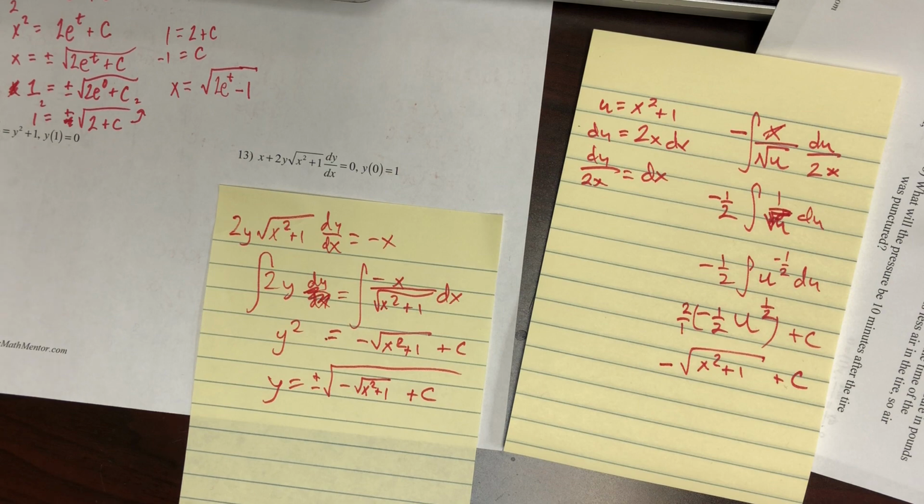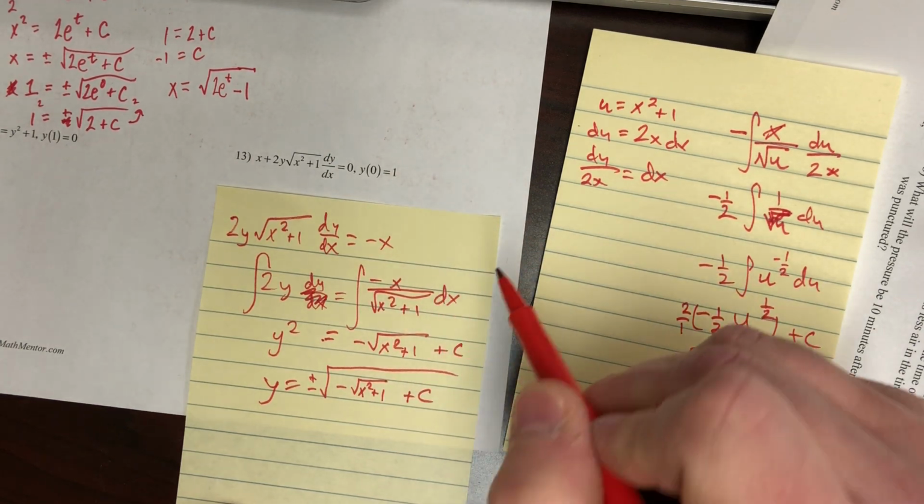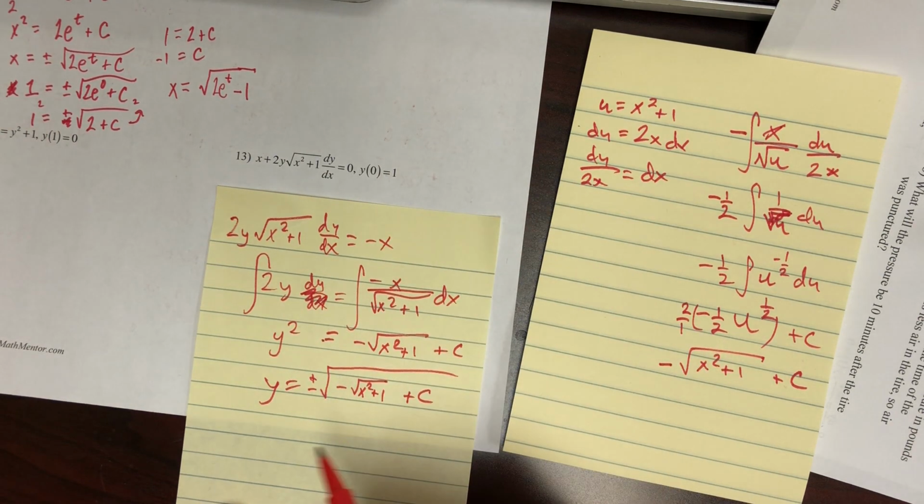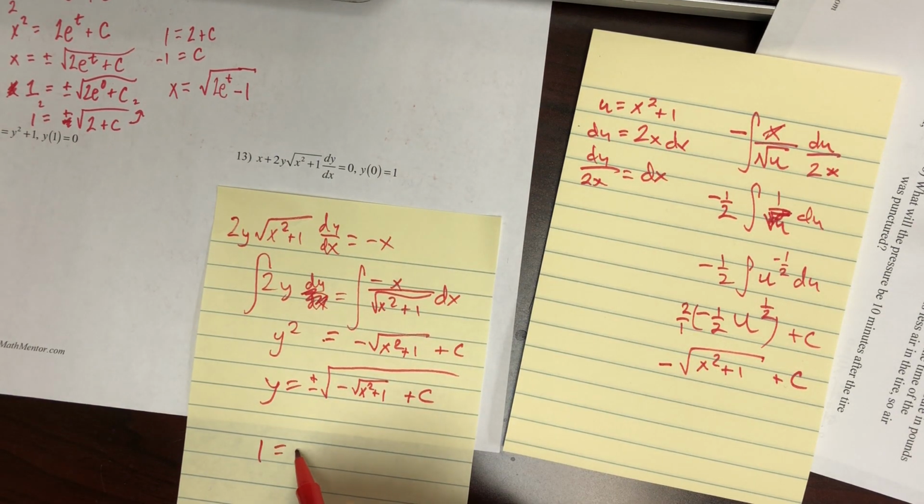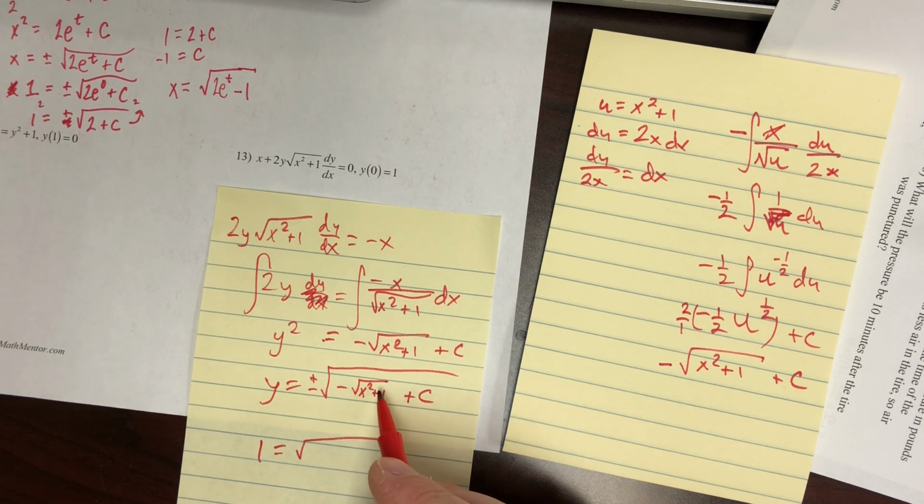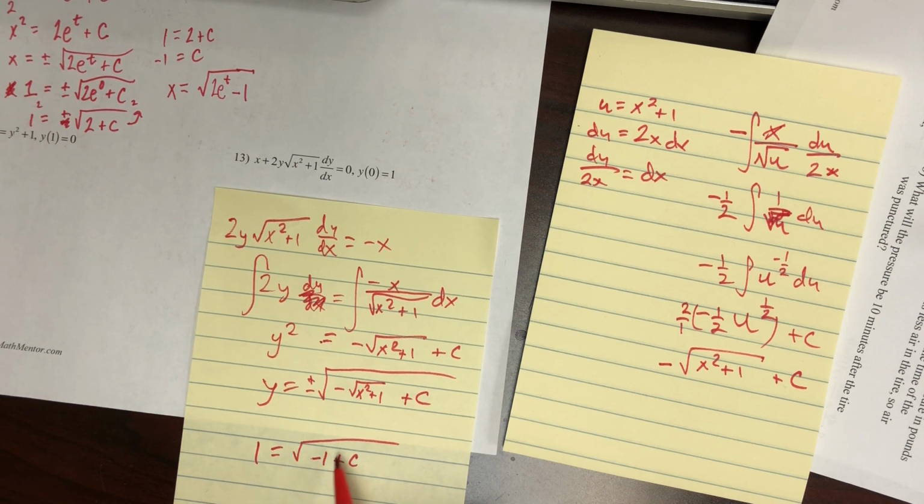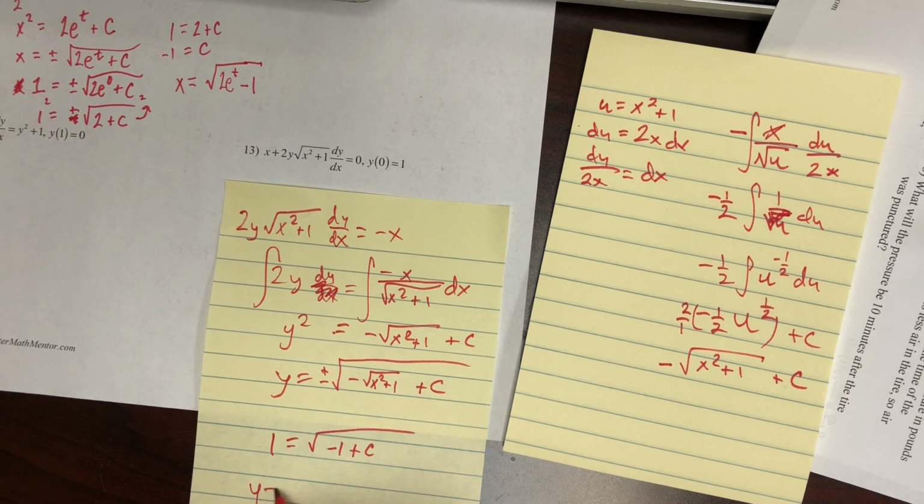And then, let's see, my initial condition said y of 0 is equal to 1. So I'll plug in 0 for x, and I get out 1. Oh, that means we're going to use a positive square root here, right? So 0 for x, that's the square root of 1. It's just 1. It's a negative. Negative 1 plus c. So c's 2, right? Negative 1 plus 2 is equal to square root of 1, which is 1. So final answer, y is equal to the positive square root of negative the square root of x squared plus 1 plus c. No, c is 2.